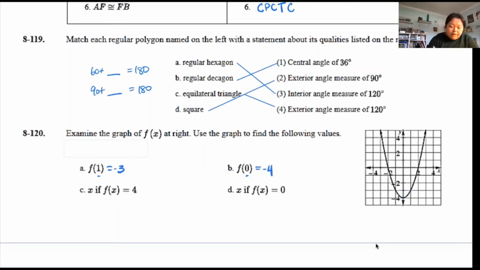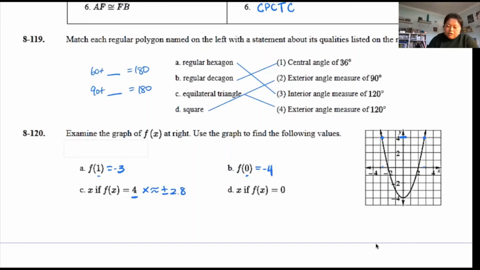Now it's saying if f of x equals 4, so if y equals 4, what is my x? Well, if y equals 4 is right here. Y equals 4, my x doesn't look like it's on the line. So I can see that it's both positive, a little more than 2, and negative, a little less than 2. So I'm going to say x is about both positive and negative, about 2.8. I could be wrong, a little bit more than that. It could be a little less, right?